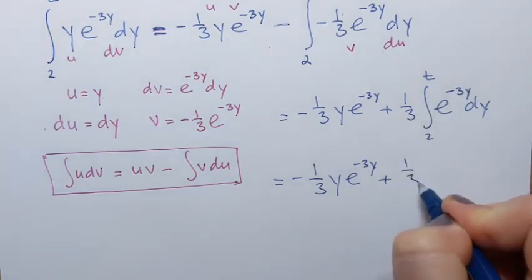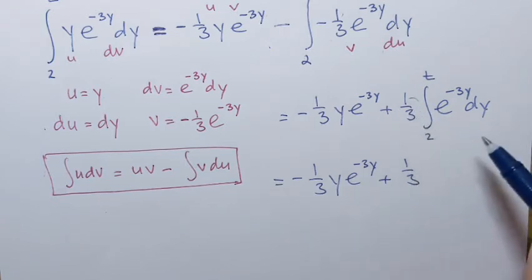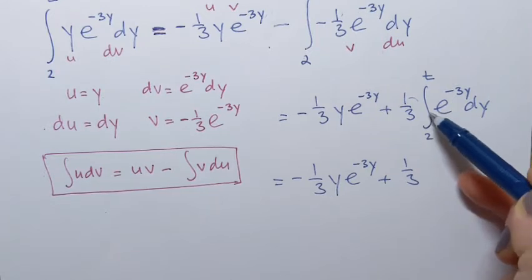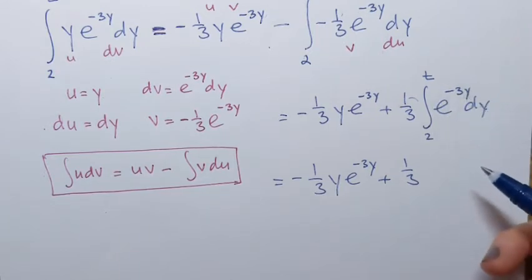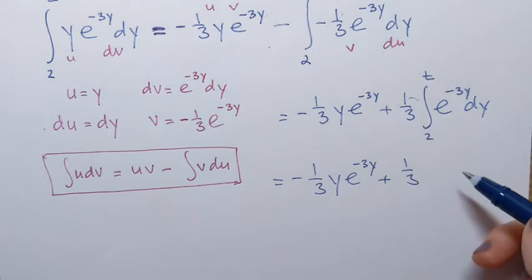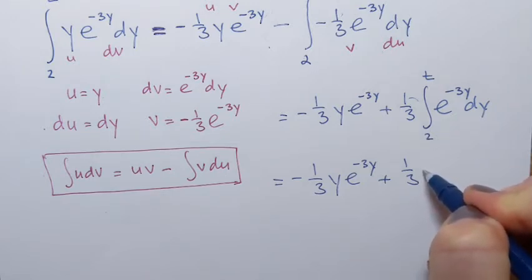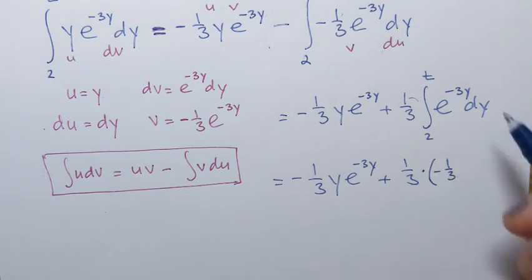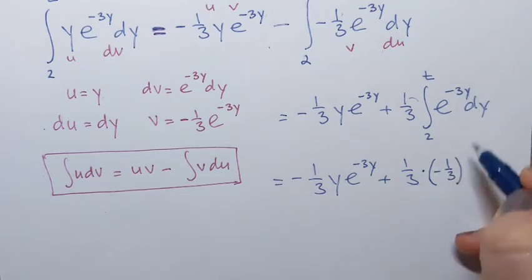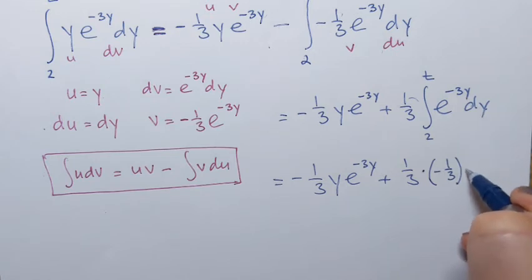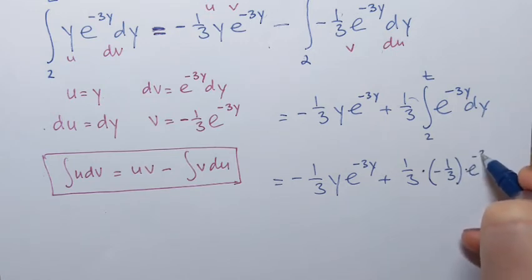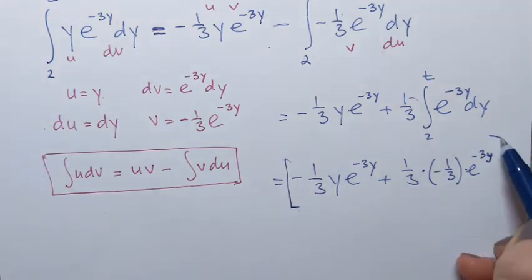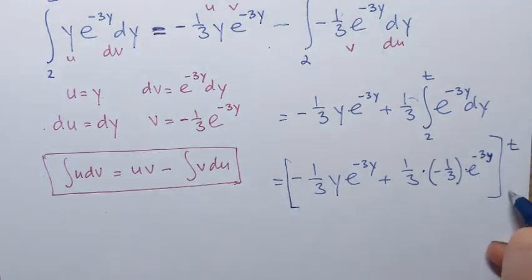So I have 1/3, that's what I had in front. And now the integral of e to the power negative 3y, again, I'm doing the quick substitution rule in my head. If you're having a hard time following that part, then apply u-sub to this. So it's negative 1/3, and then times e to the power negative 3y. And now all that has to be evaluated at t and 0.